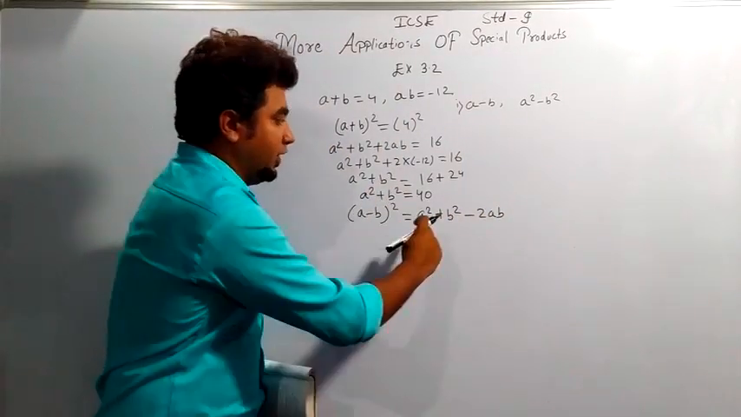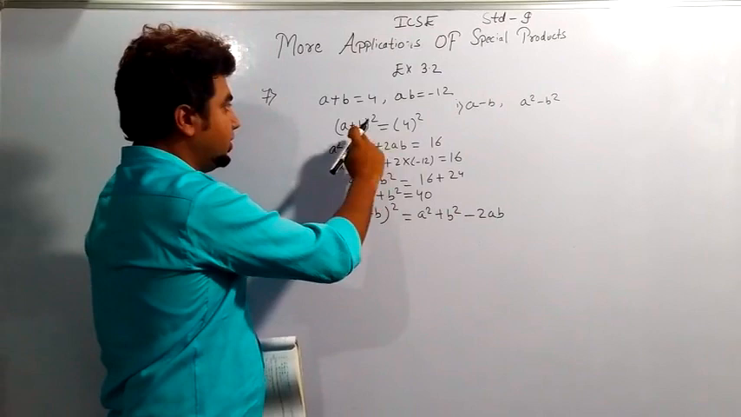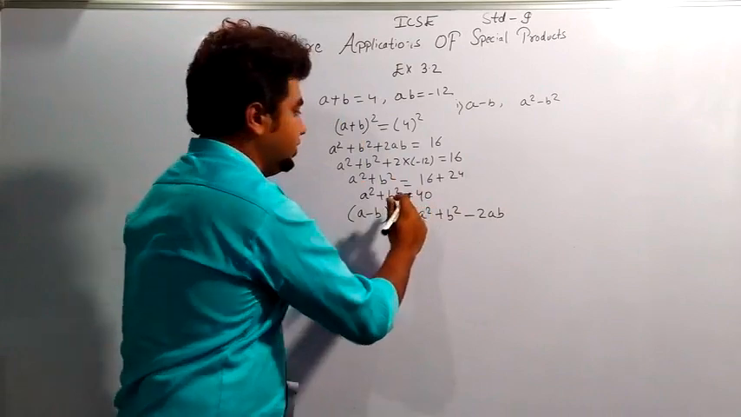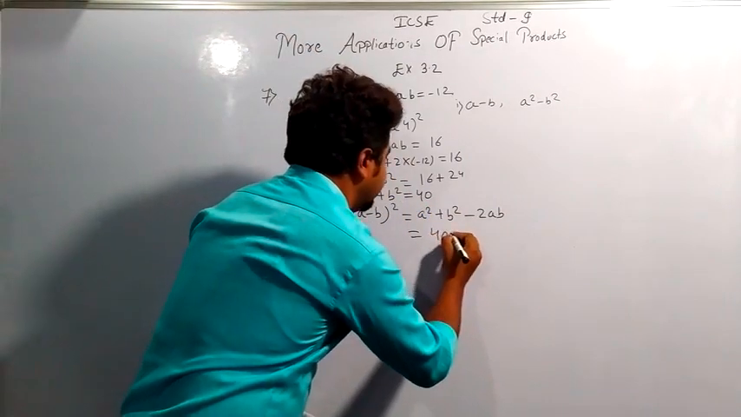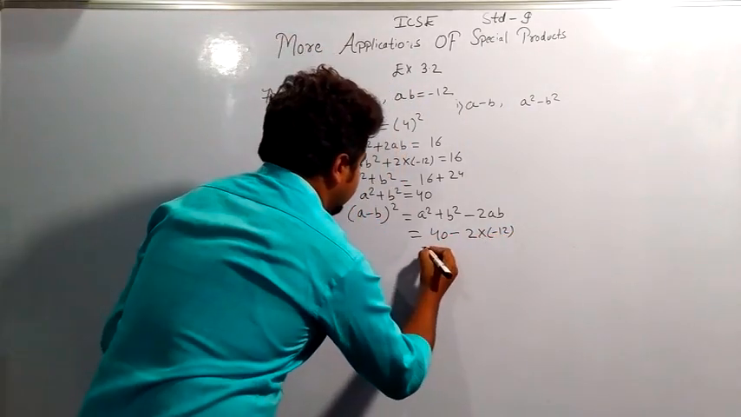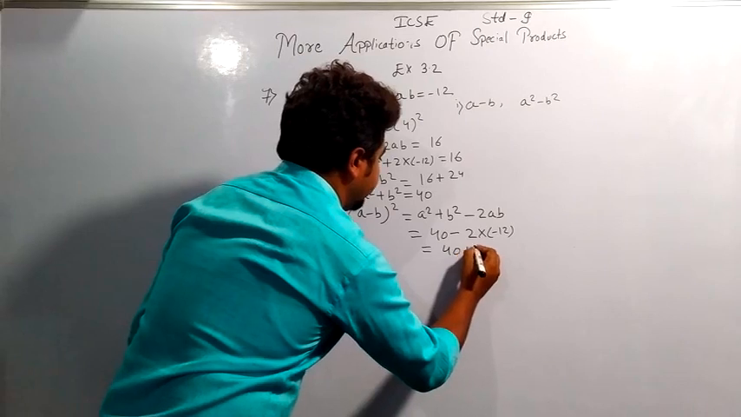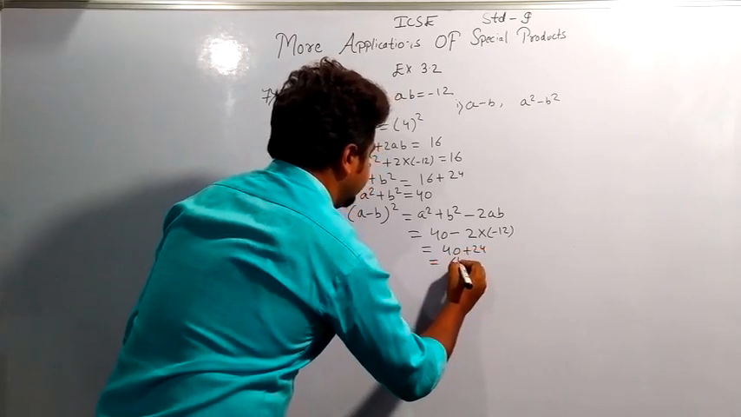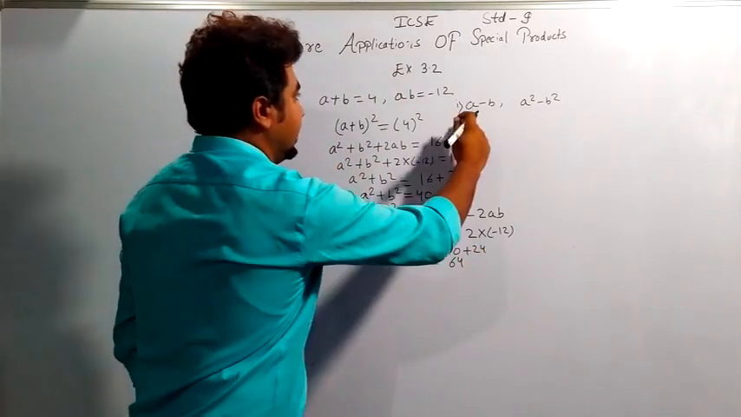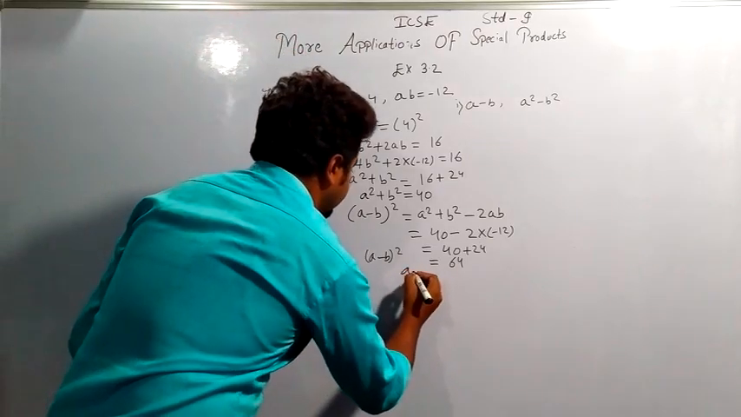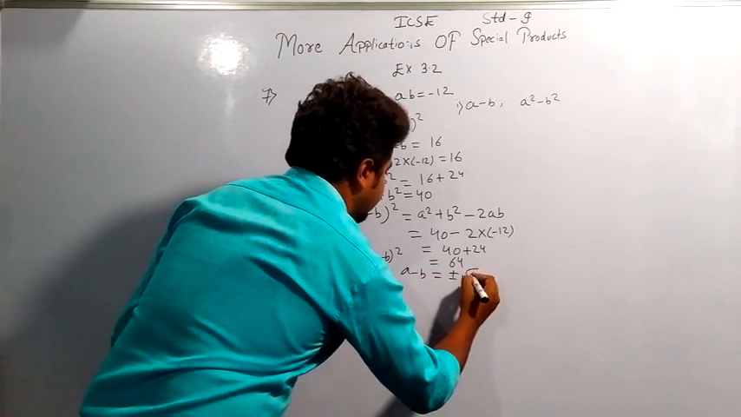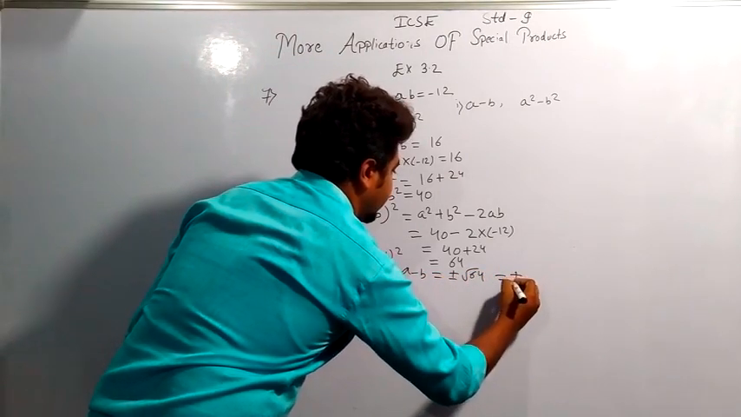The a square plus b square value is common in this also, and a square plus b square is common in a plus b also. That's why we calculated using a plus b. The a square plus b square value is 40, so 40, and this is 2 into minus 12, which comes out to be 40 plus 24, equal to 64. A minus b whole square is equal to 64. But what we have to find is a minus b. A minus b will be equal to plus minus root of 64, which comes out to be plus minus 8.